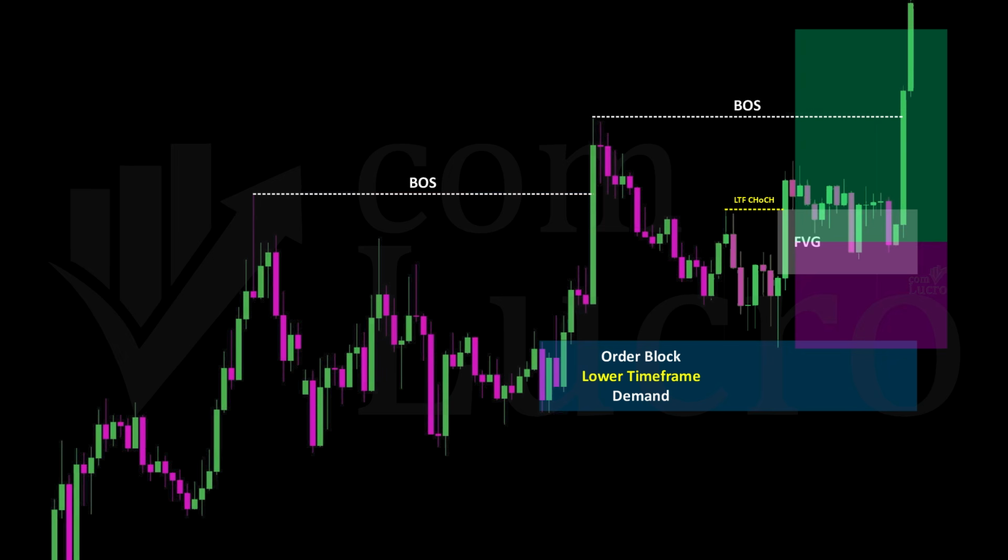This becomes a very useful alternative in situations where price reacts too aggressively from the original demand zone and does not allow an entry at the initial order block. This entire setup follows just 4 simple steps: direction, discount, liquidity, and demand. Master these 4 confirmations, and your analysis becomes clear, structured, and high probability.